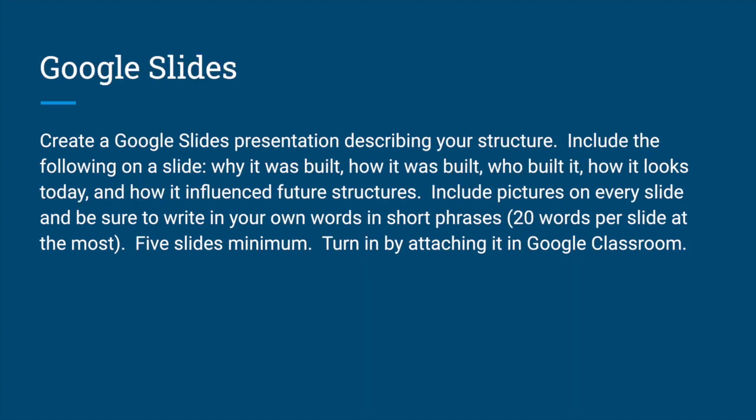Your final option is just to do a Google slideshow like I'm showing you right now. Include the following on each slide: why it was built, how it was built, who built it, how it looks today, and how it influenced future structures. Make sure you have pictures on every slide and to write in your own words. Try to keep 20 words per slide at the most. You need at least 5 slides. When you're done, turn it into Google Classroom and head over to Flipgrid.